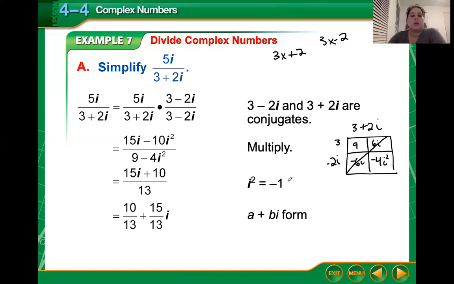And if they want it in a plus bi form, we have to write it in fractions. That just means we split between the symbol of our addition or subtraction and make our denominator the same on both. So 10 over 13 plus 15 over 13 i is our answer.